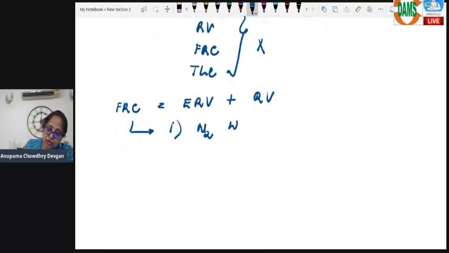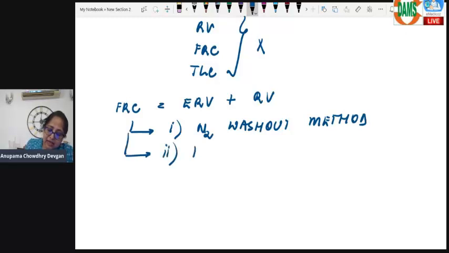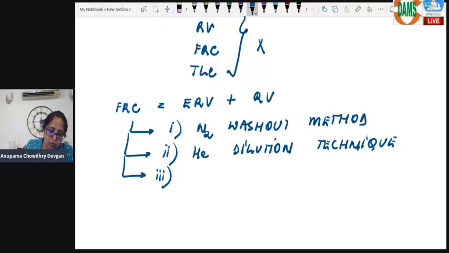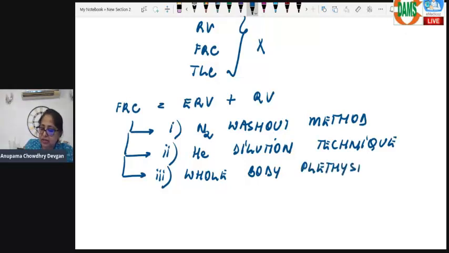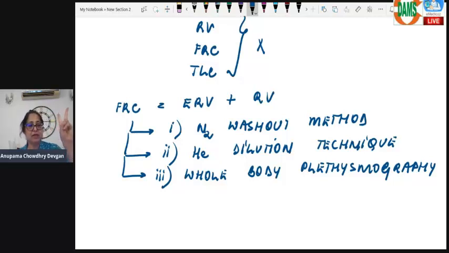This is going to be the nitrogen washout method. Number two, you have what is known as the helium dilution technique. And three, you have what is known as the whole body plethysmography. These are the techniques for the measurement of FRC: nitrogen washout method, helium dilution technique, and whole body plethysmography.